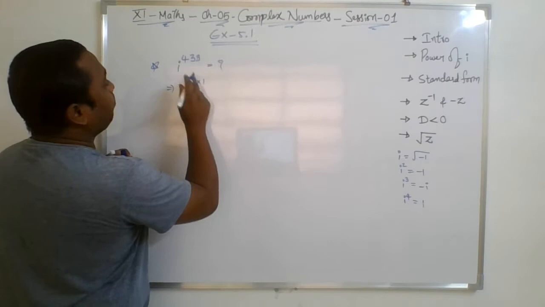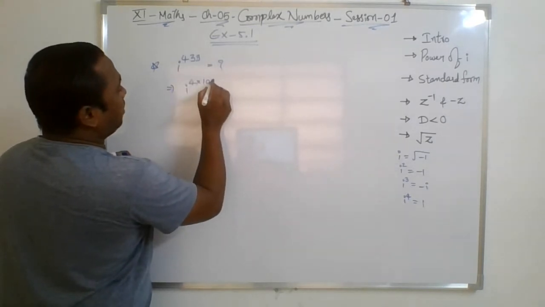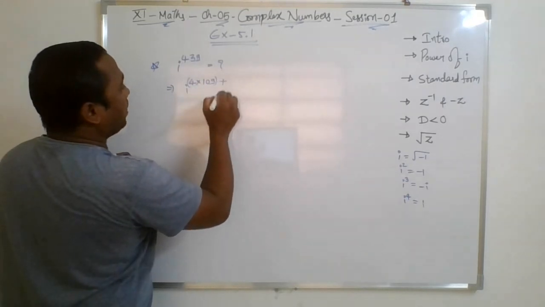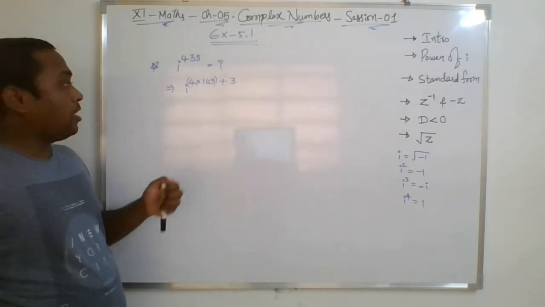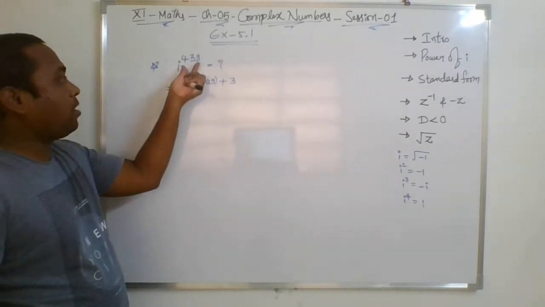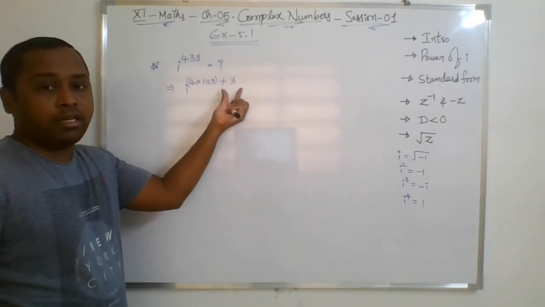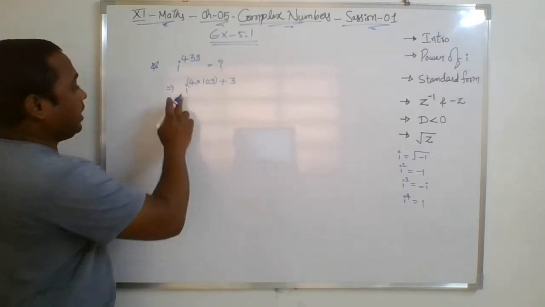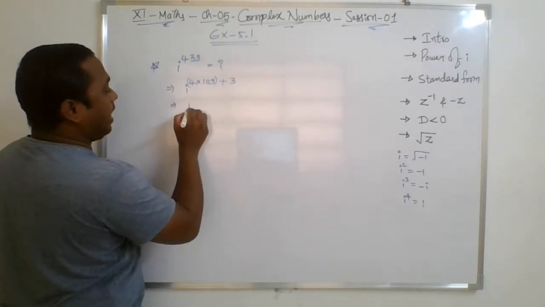4 ones are 4, 4 nines are 36, 4 109s are 436, plus 3 is the remainder. That's it. So I have written the power of i as a multiple of 4 plus the remainder, which is written as plus 3. Then split this power with the help of the identity.